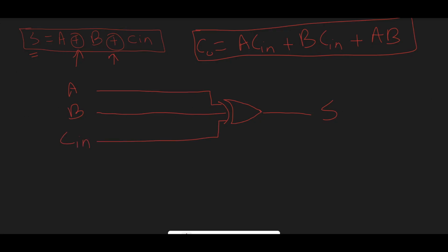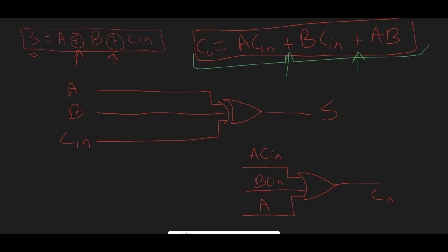Now for the second term, let's design our C0. For C0, we have three terms and they're separated by plus, and plus stands for OR. So this output will be C naught, and an OR gate will be represented like this, and it has three inputs. The first term is A Cn, the second term is B Cn, and the last term is AB.